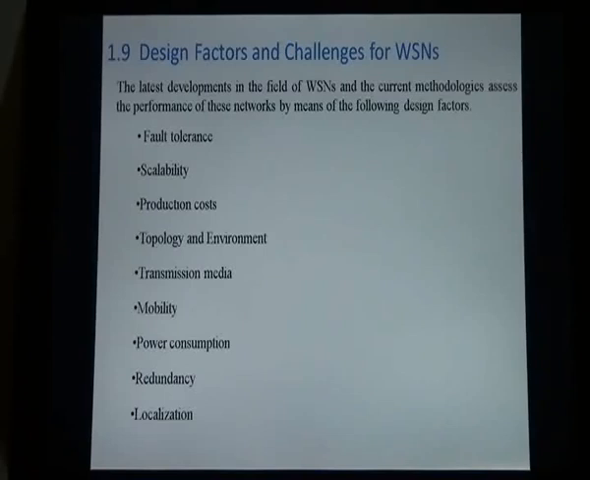Redundancy, that is the duplicacy of information. When the same information is repeated again and again within the network, it leads to chaos or congestion. It should be minimized. And localization, that is the estimation of the position of sensor nodes within the network, is referred to as localization or self-localization. So these are the important aspects that are currently being worked on, or they are important areas for research.